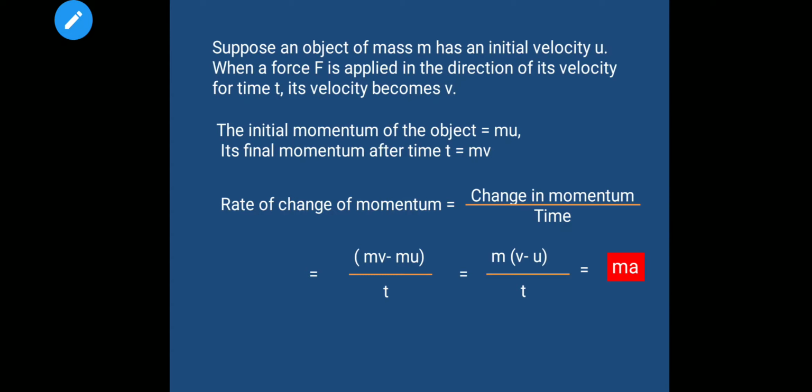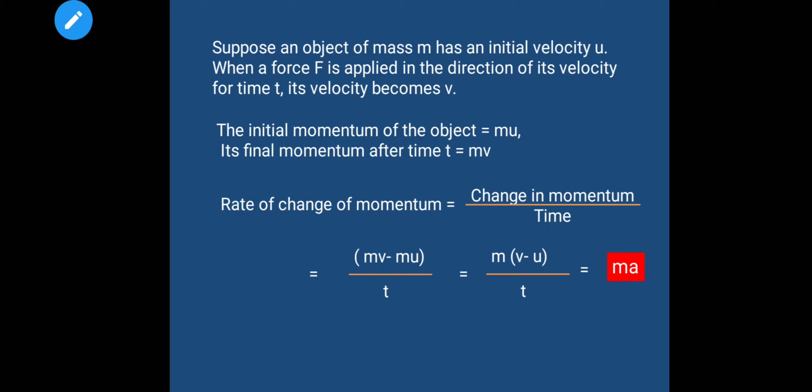Let's derive the equation. Suppose an object of mass m has an initial velocity u. When a force F is applied in the direction of its velocity for a time t, its velocity becomes v. So the initial velocity is u, the initial momentum of the object is mu, and its final velocity is v, so the final momentum after time t is equal to mv.